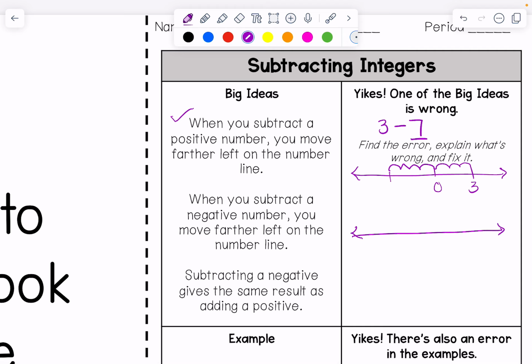So when I subtract a negative number, let's say I had 2 minus -3. So I'm going to start at 2. Now, if I was just subtracting 3, I would move to the left. But because I'm subtracting -3, I'm going to move in the opposite direction, 3. So I actually end up at 5. So this is going to be my mistake. When I subtract a negative, I'm actually moving farther right on the number line.